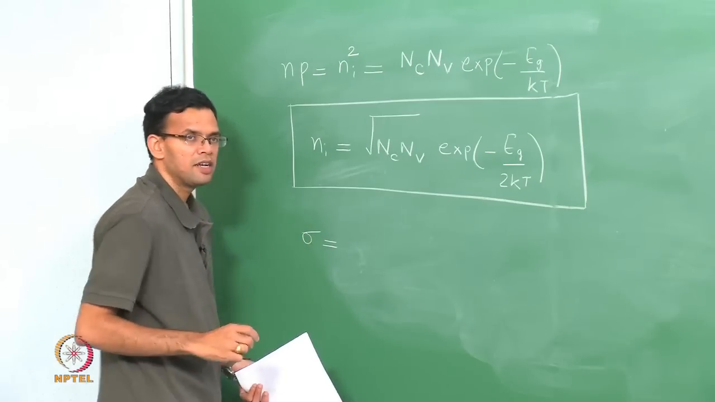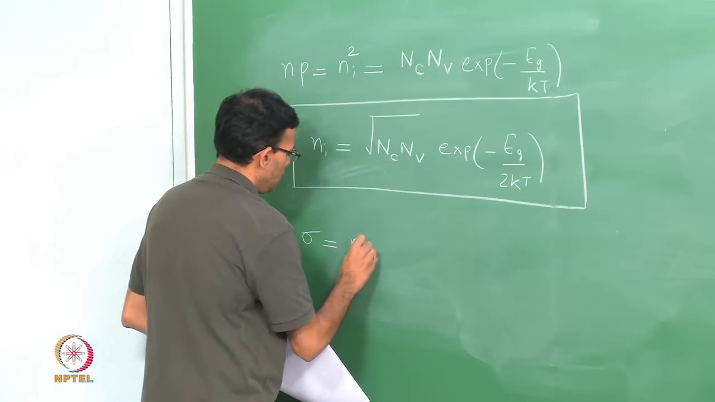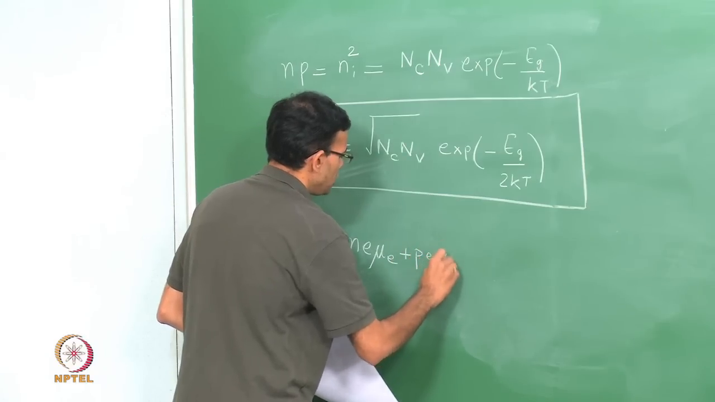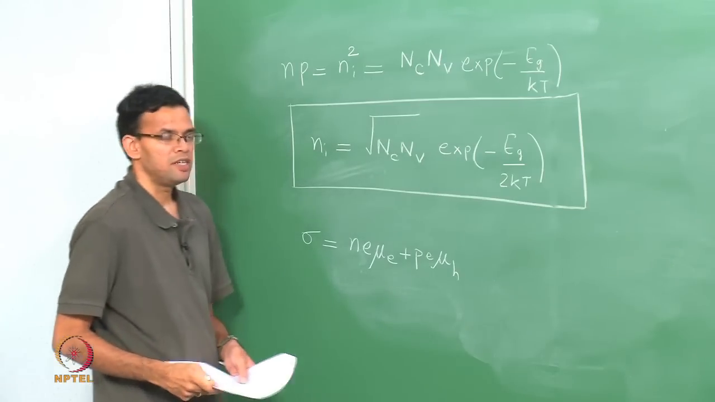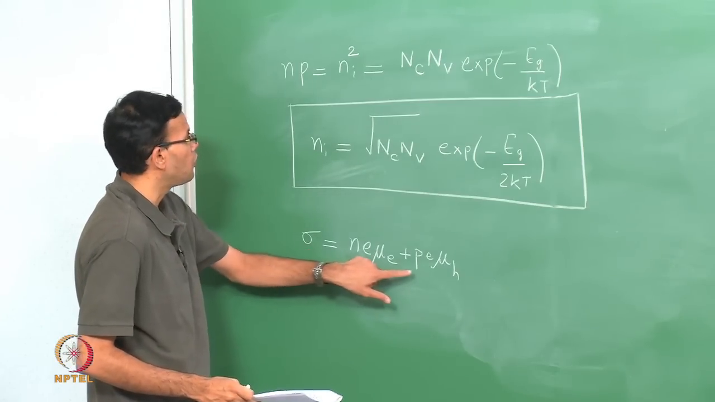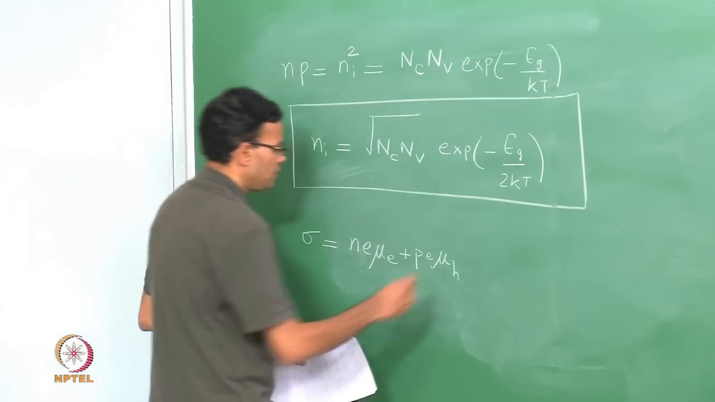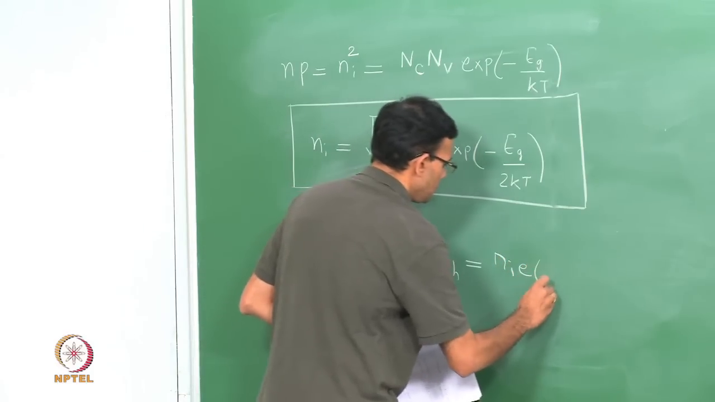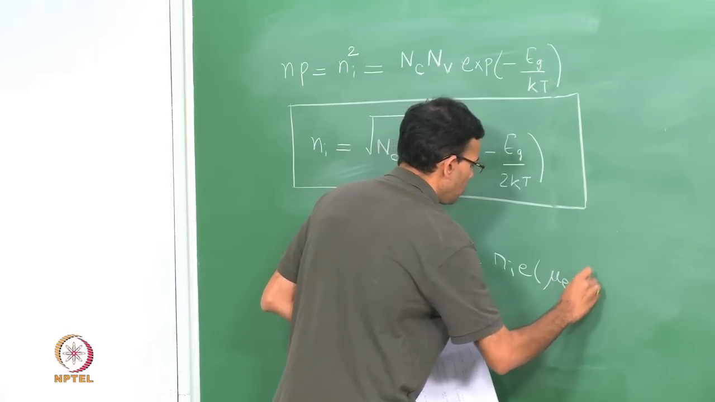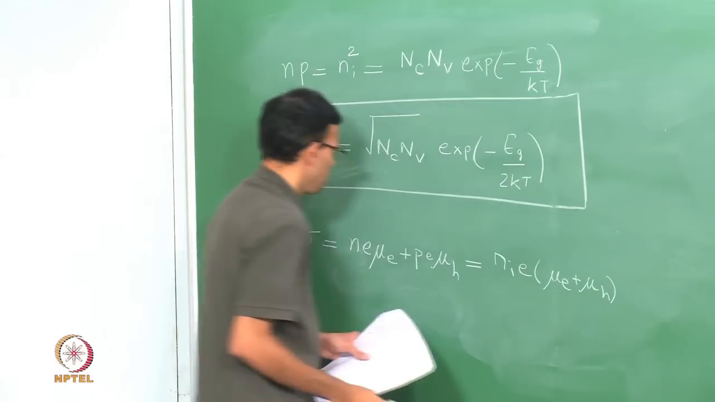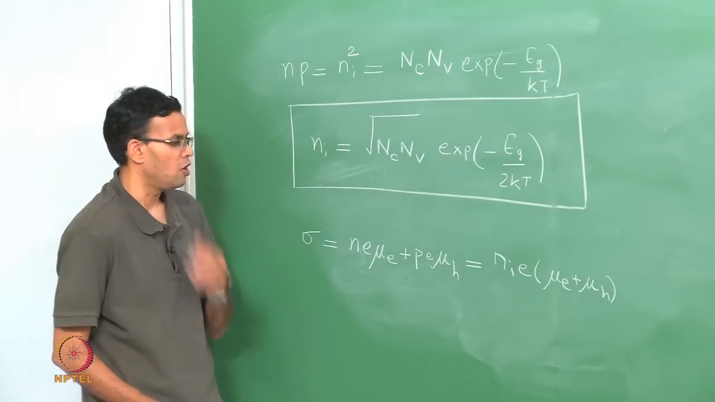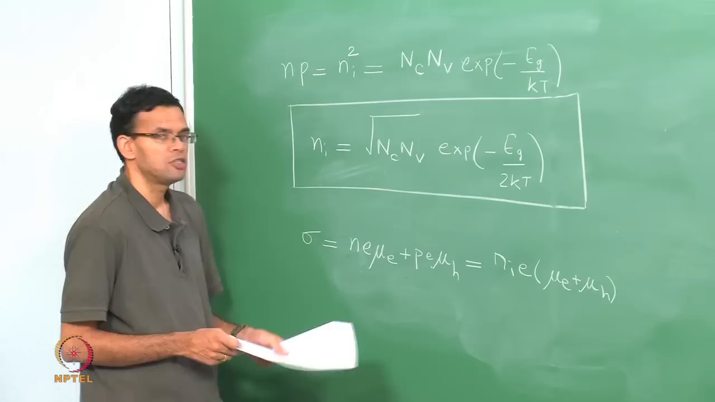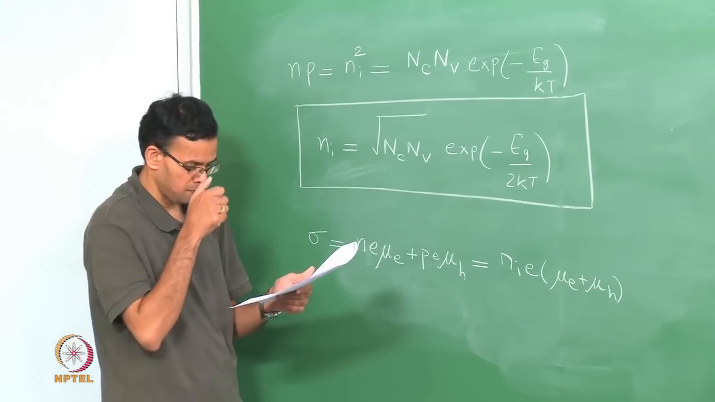We saw that the conductivity equation is nothing but N e mu E plus P e mu H. In the case of an intrinsic semiconductor, N is equal to P equal to Ni. So, we can take this term outside. So, it is Ni e (mu E plus mu H). So, the conductivity depends on the sum of the mobilities of both the electron and the hole in the case of an intrinsic semiconductor.